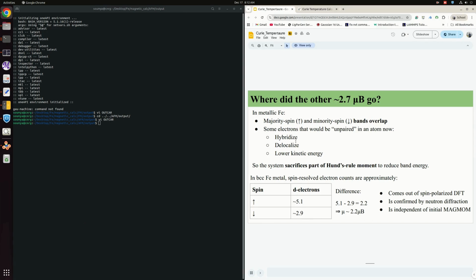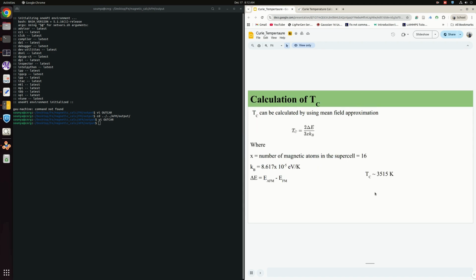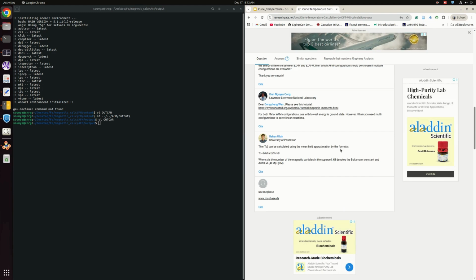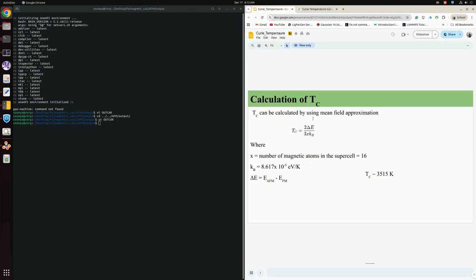We have already discussed why we have taken this value. Now the next part is to calculate TC. So how to calculate that? As we have seen, we can use the mean field approximation formula. Here I have used the same formula, that TC is equal to 2 delta E by 3 x kB, where x is the number of magnetic atoms in the supercell, and in our case it is 16.